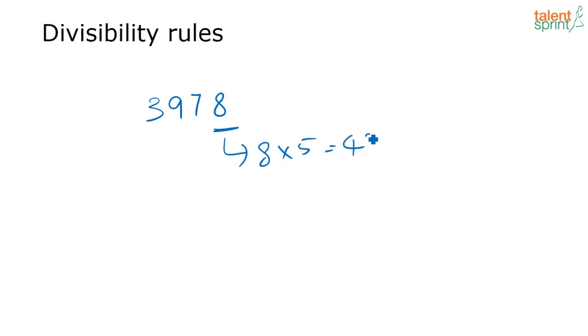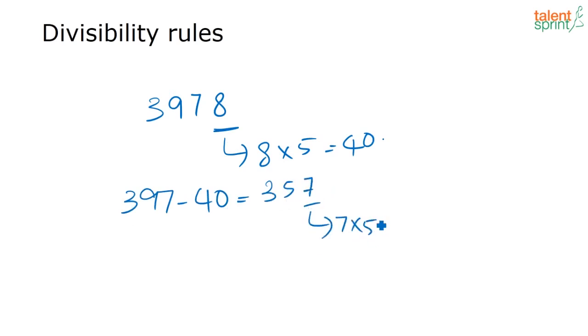8 5s are 40. Now subtract this from the remaining digits. So 397 minus 40 will give me 357. Now again 7 5s are 35, correct? So 35 minus 35 is equal to 0. So if I get 0 or a 17 or a multiple of 17, then I can say that this number is divisible by 17. So this is divisible by 17.